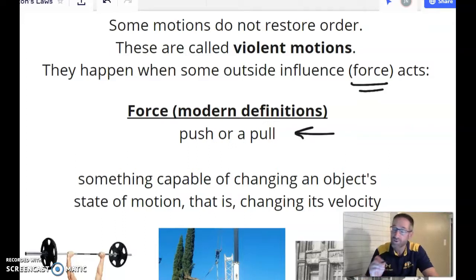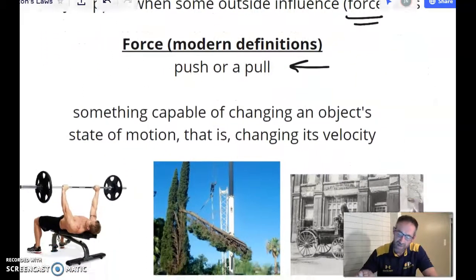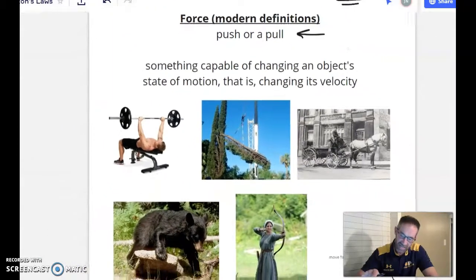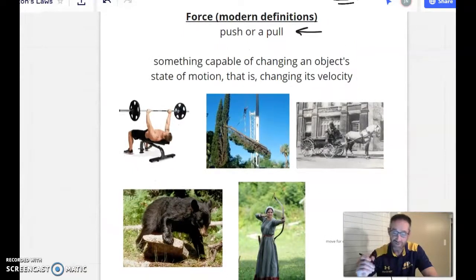Now, you remember from elementary and middle school, they used to define a force as a push or a pull. And in fact, when we were doing vectors a few weeks ago, I did too. Today, I want to say a little better thing about that. I want to say it's something capable of changing an object's state of motion, or changing its velocity, or accelerating it.